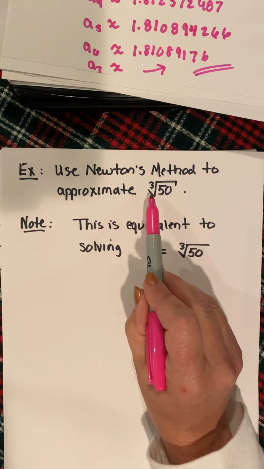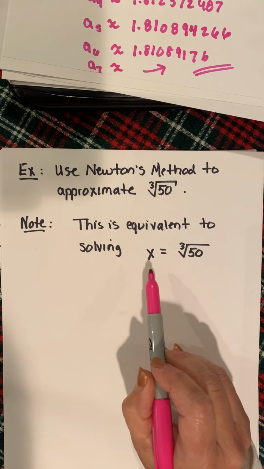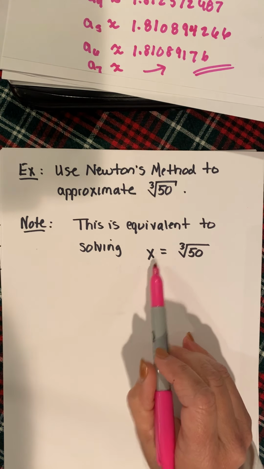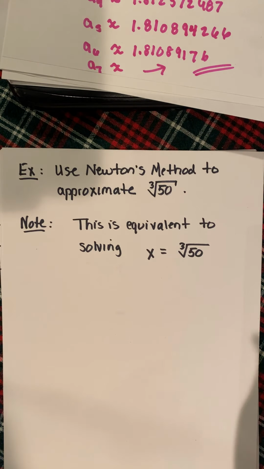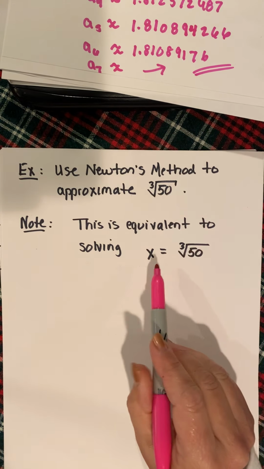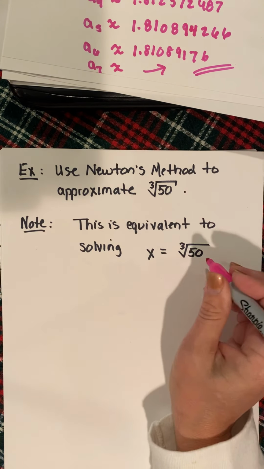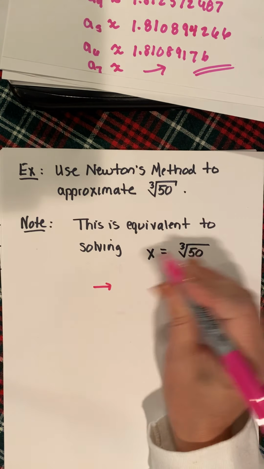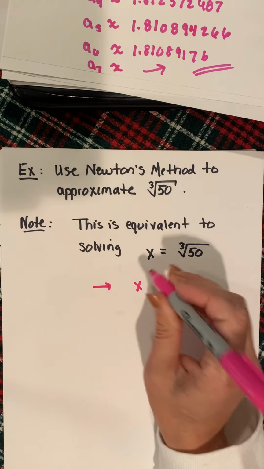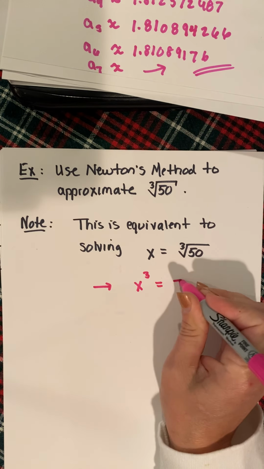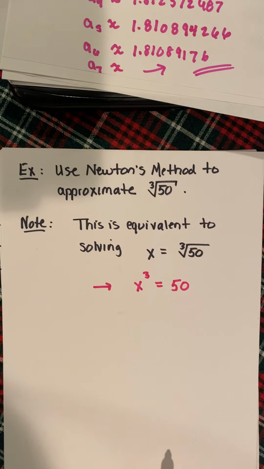To approximate the cube root of 50, this is equivalent to solving the equation x equals the cube root of 50. We just set it up; we want to solve for x. But now I'm going to undo the cube and cube both sides. So x equals the cube root of 50 is equivalent to solving what number cubed equals 50.